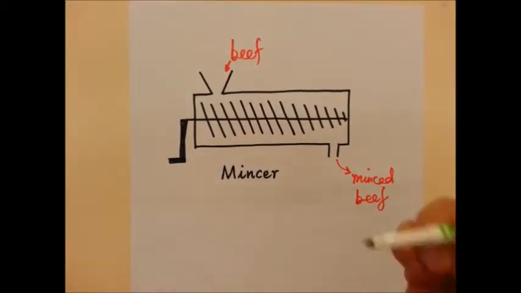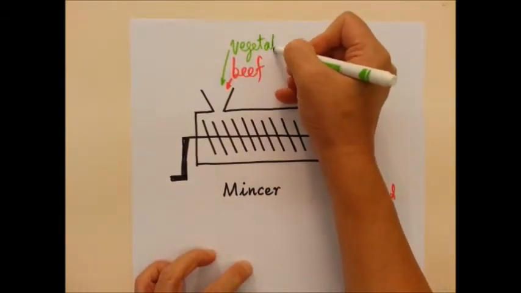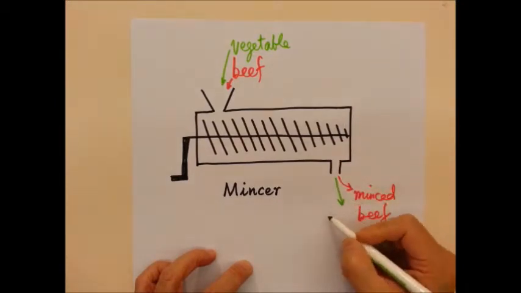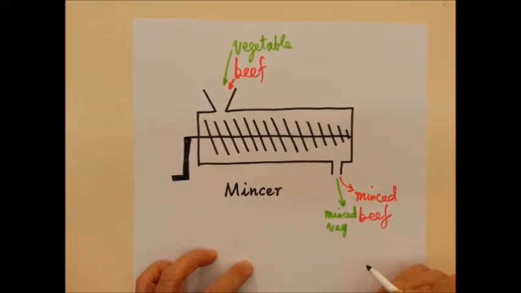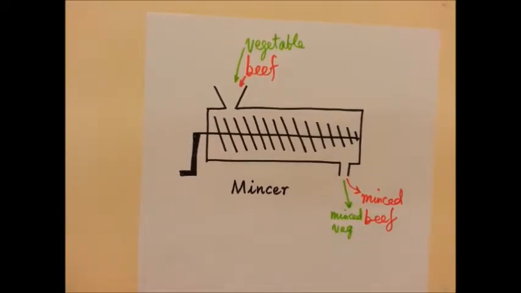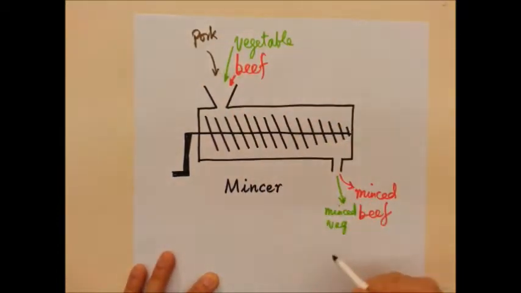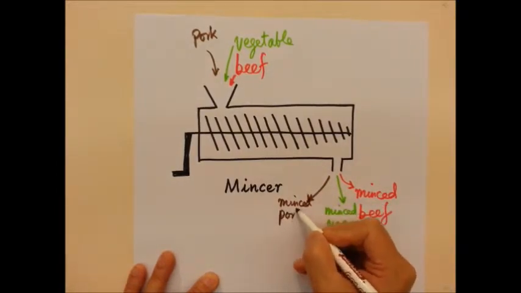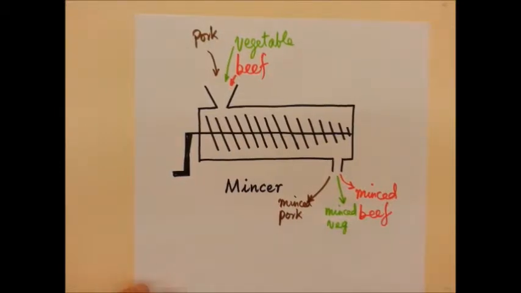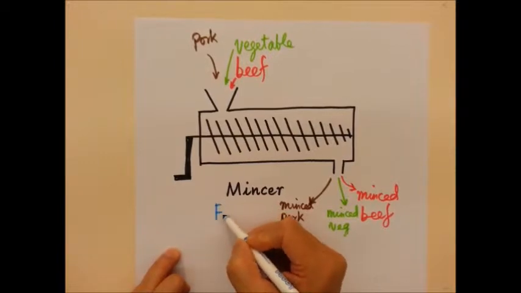When you put a vegetable in, the minced vegetable will come out. And also, if you put the pork in, the minced pork will come out, right? And then we say, this mincer is a function.